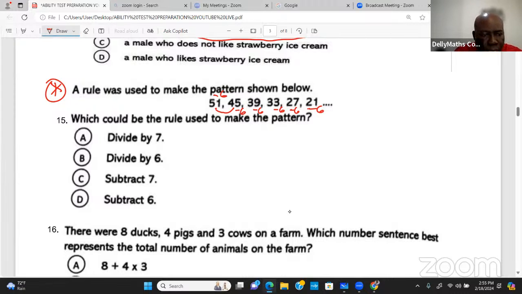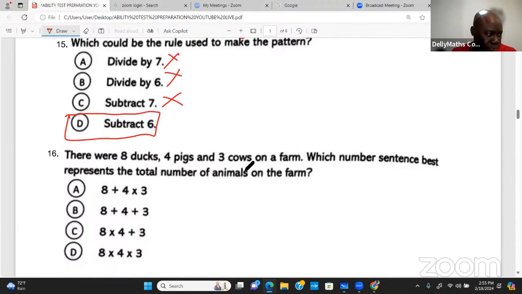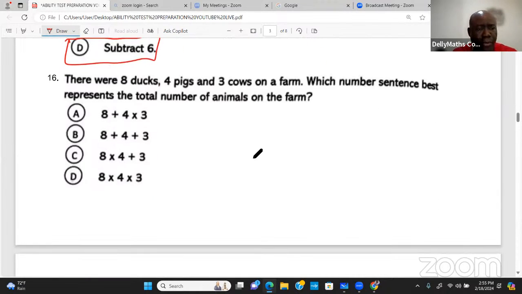So if you take a look, we subtract 6. Based on the pattern, subtracting 6 would have been the pattern that we're seeing. Definitely not multiplying by 7, not dividing by 6, not subtracting 7 either. We're subtracting 6 for number 15, at D. And if they had asked us for the number, we know that number should have been 15. All right, let's keep going.